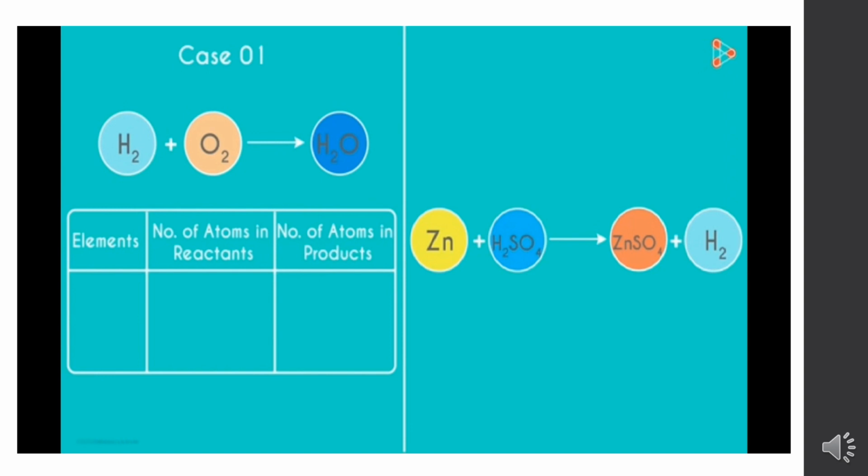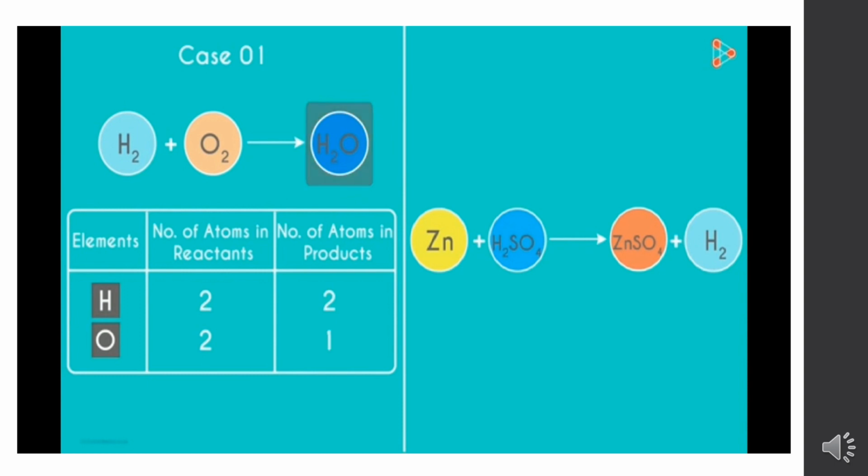Now let us draw a table under the first equation. In the first column, we write elements. In the second column, we write the number of atoms in reactants. In the third column, we write the number of atoms on the product side. Which are the elements involved in the first equation? Yes, just two elements. Which are those two elements? Yes, hydrogen and oxygen in the first column. Now, for each of these elements, we need to find the number of atoms.